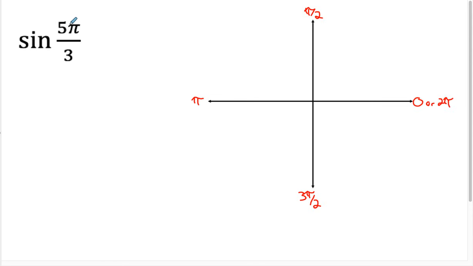So 5 pi over 3 is really close to 6 pi over 3, which is 2 pi. So what we did is we went around the circle and fell just pi over 3 short of going a full 2 pi. So 5 pi over 3 is in quadrant 4.